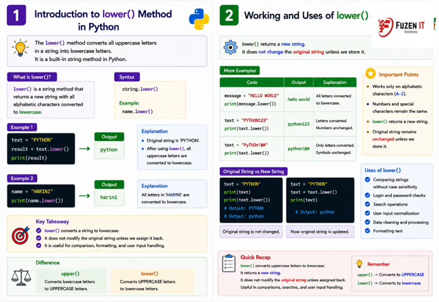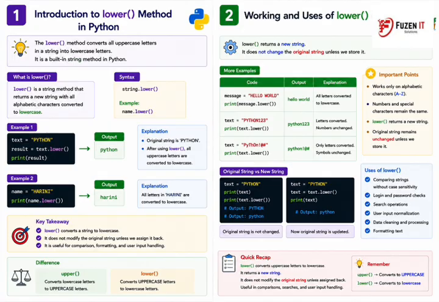So this method is very useful when you are working with user input, because users may type text in different cases, like uppercase, lowercase, and the starting letter uppercase with all the other letters lowercase. All of them can be converted into lowercase for easy comparison. So remember one thing: the lower method converts a string into lowercase letters.